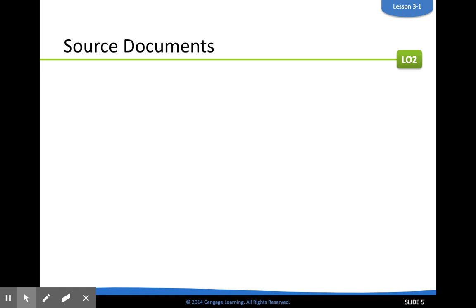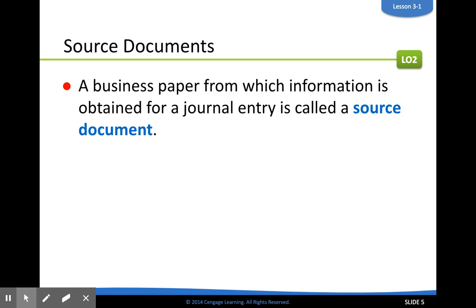Now we're going to be talking about source documents. Source documents are paper proof that a journal entry is originating from. So a source document, on your reading guide, proves that a transaction occurred. So we have to have some sort of proof before we do a transaction.